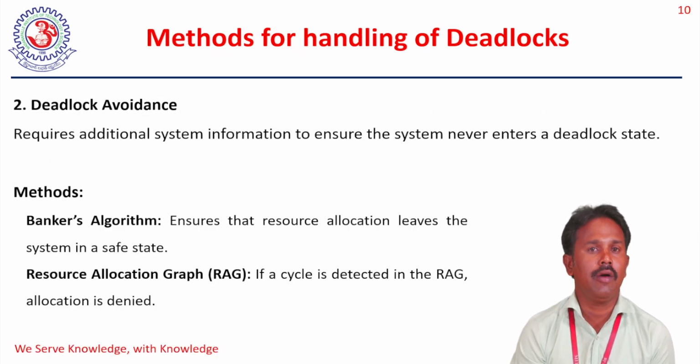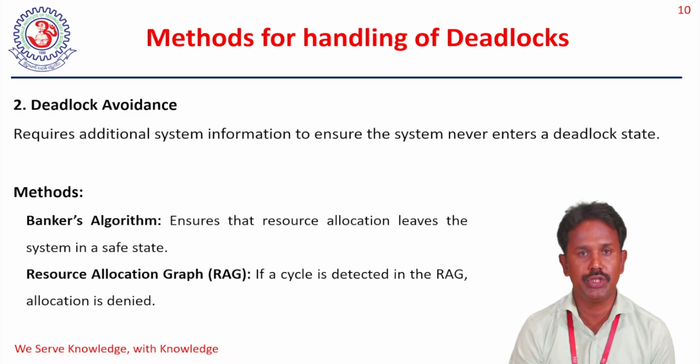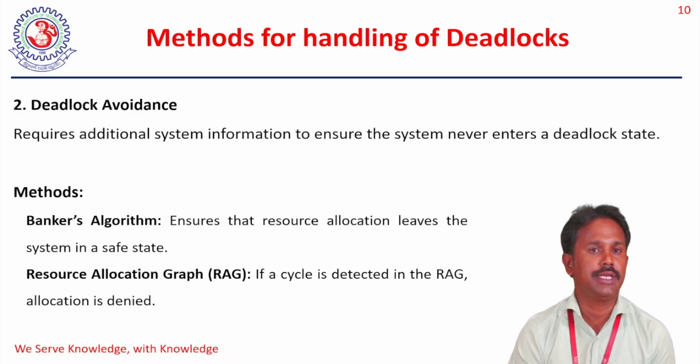Coming to deadlock avoidance, this is very important in deadlock, to ensure the system never enters a deadlock state. So we have two methods for avoiding the deadlock. One is Banker's algorithm, which ensures resource allocations leave the system in a safe state. And one more is resource allocation graph. These are the two methods for avoiding the deadlock.